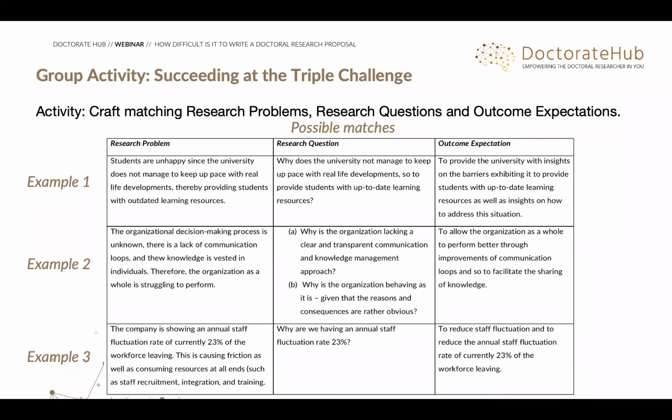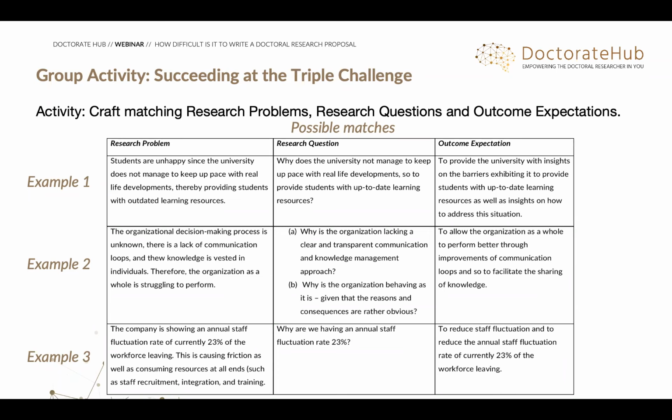So the type of questions would be, why is the organisation lacking a clear and transparent communication and knowledge management approach? And the second question, why is the organisation behaving as it is, given the reason for consequence is rather obvious, with the struggling in performance. So the outcome you would expect once you start addressing those research questions is to allow the organisation as a whole to perform better through improving the communication loops and facilitating a sharing of knowledge between the staff. So there's quite a clear reference between the type of research problem, the questions that you're going to investigate, and the expected outcome that comes from that.